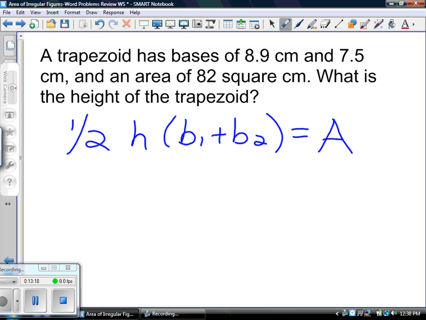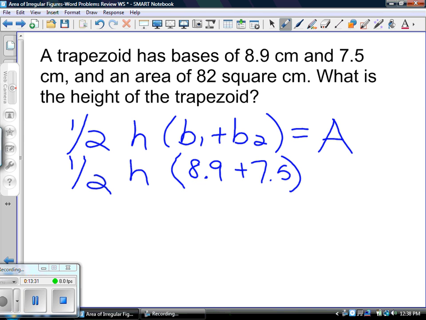Let's plug in what we know. We know the 1/2 is still there. We don't know the height. That's our unknown. That's what we're trying to find. But we do know the bases. 8.9, 7.5. The area itself, we're told, has to be 82.